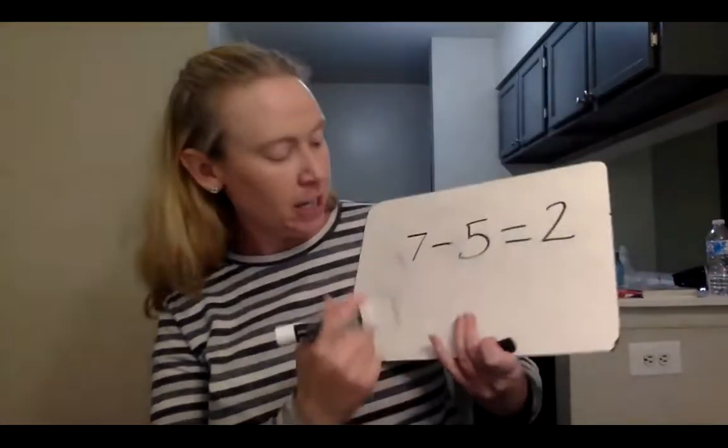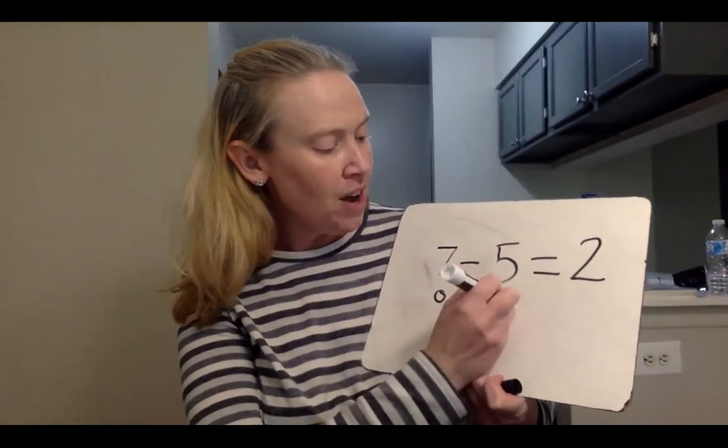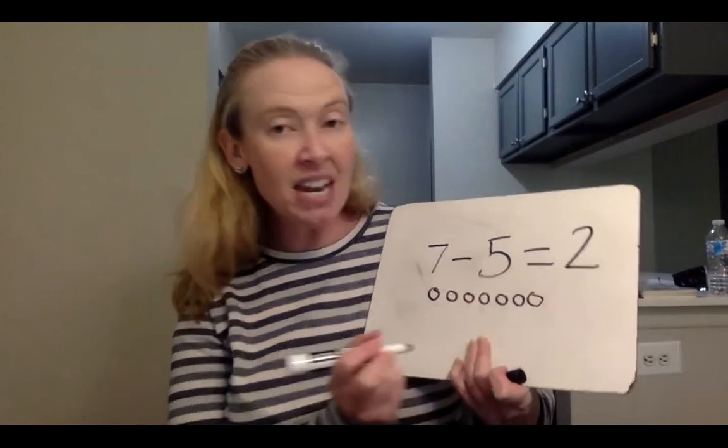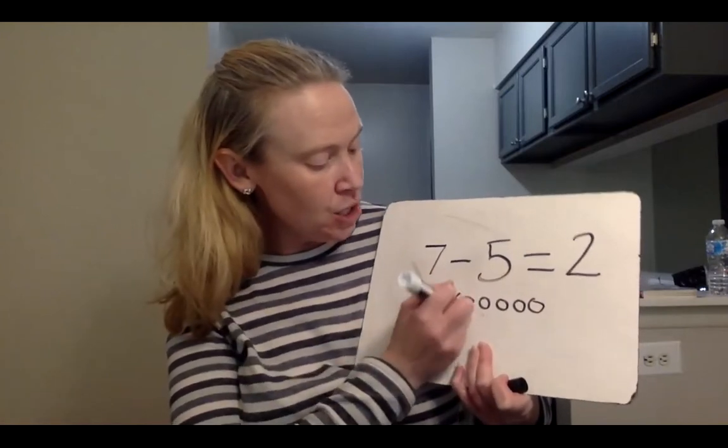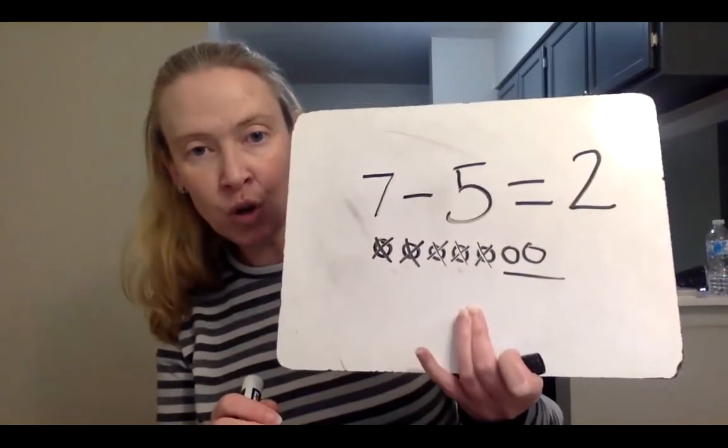Also, Mrs. Frey could draw what? 7 circles. 1, 2, 3, 4, 5, 6, 7. And I could cross out 5. 1, 2, 3, 4, 5. And I have 2 left over. Or I could put up 7 fingers, take away 5, and I only have 1, 2 left.